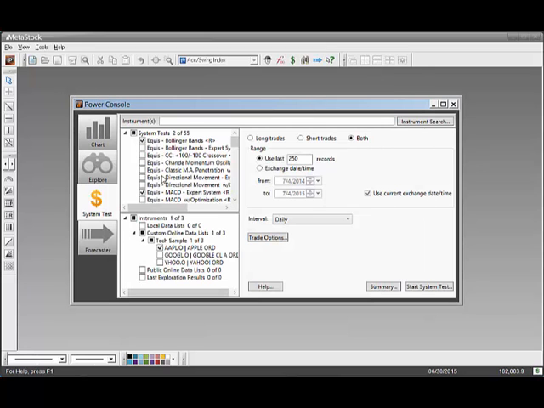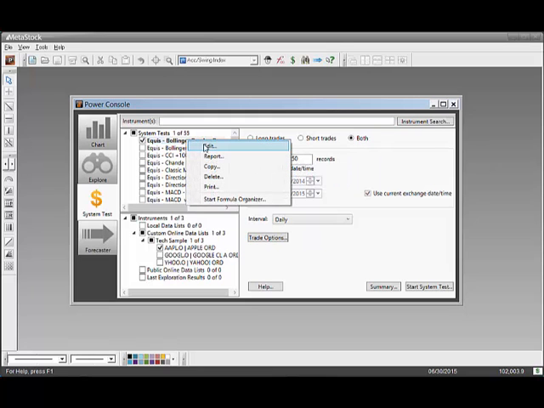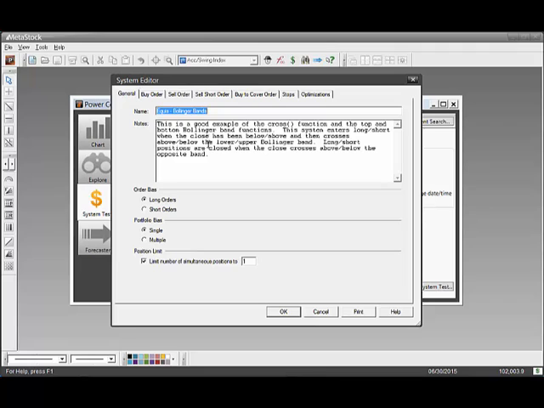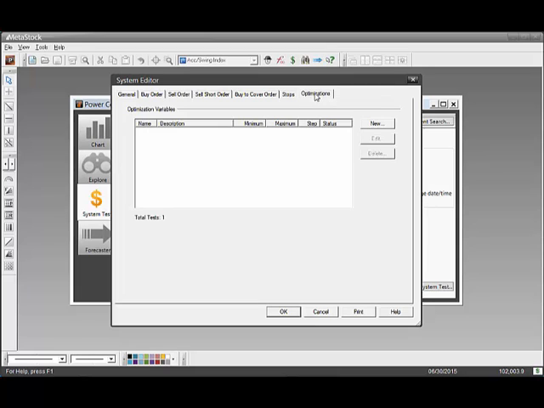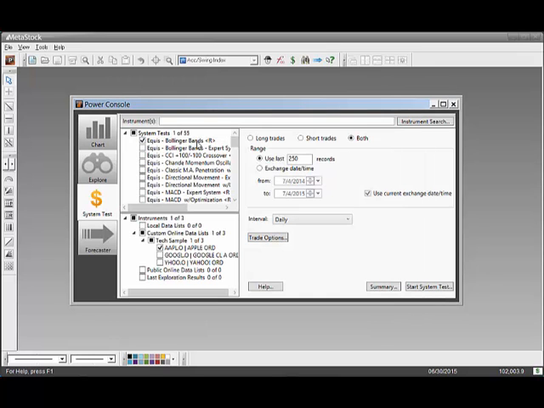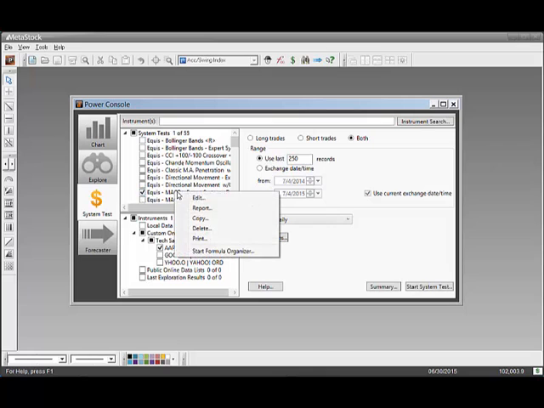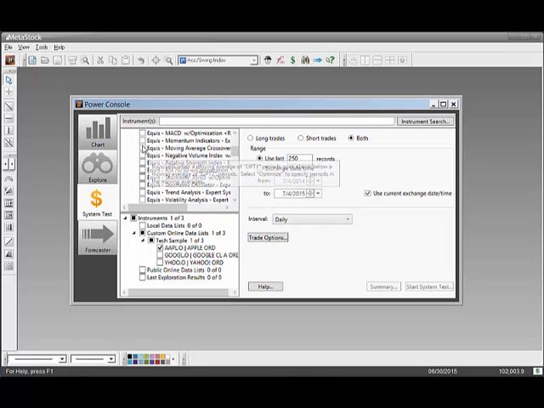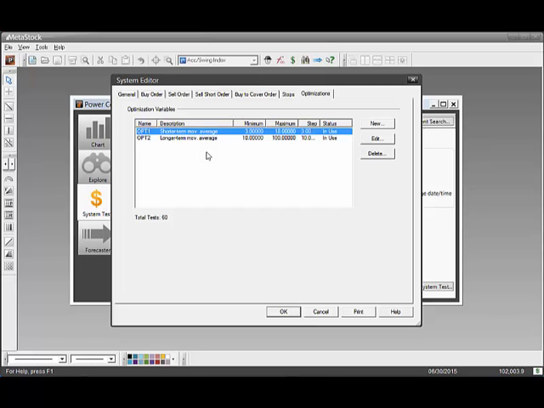I opened up the system tester again, went to Bollinger Bands. I'm going to uncheck the MACD system, and I'm right clicking on it and then selecting edit. Here, this allows me to change certain aspects of the system. I'm going to go to optimizations, the tab on the right. Actually, this trading system does not have optimizations. Let me switch back to the MACD, edit. Move over to the moving average system. And here, you can see that this has two different variables which can be optimized by the system.